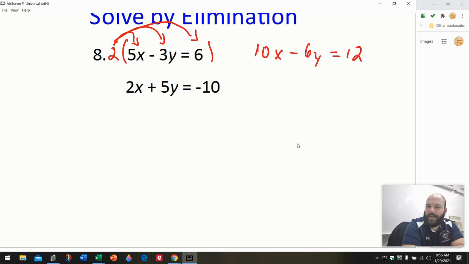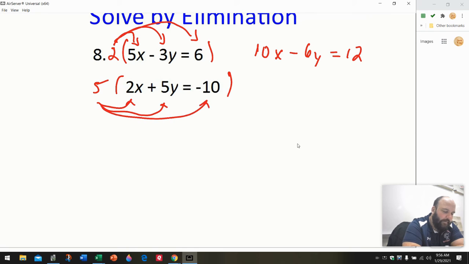Now we are turning the x's into 10, which means the second one needs to be multiplied by 5. Just like that. Okay? So 5 times 2x is 10x. 5 times 5y is 25y. And 5 times -10 is -50.